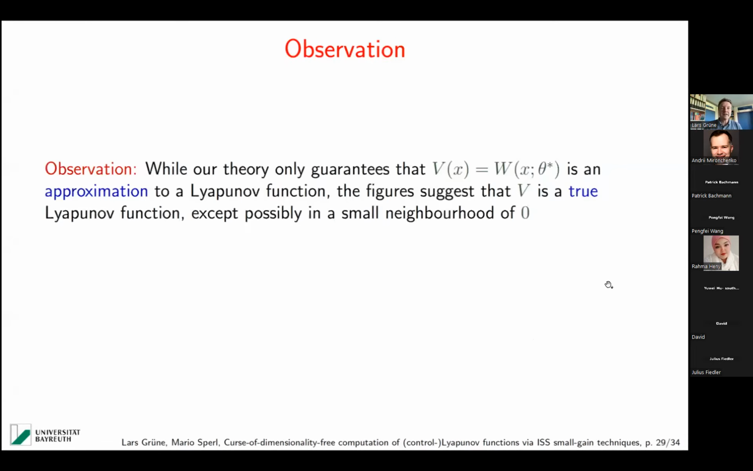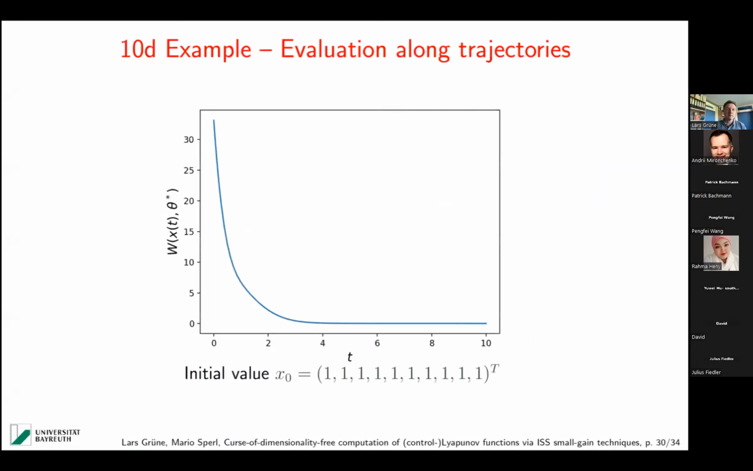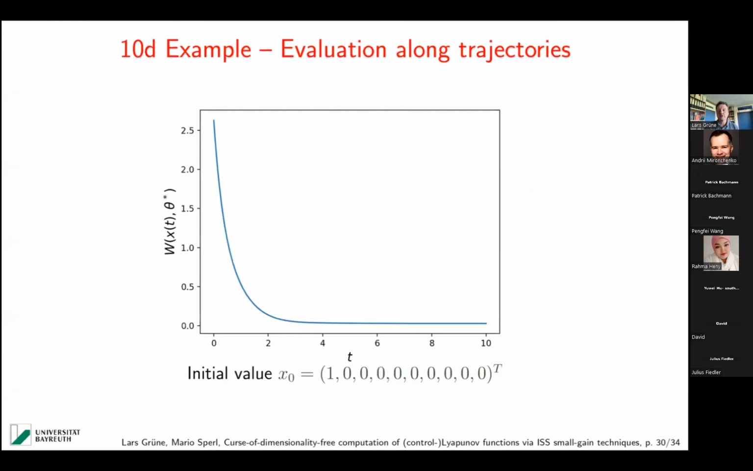And if you evaluate the function along numerically generated solutions of this 10-dimensional equation, you see it really does what a Lyapunov function should do for different initial values. It goes down monotonically to 0, so it really looks pretty good and what we want to have. But no proof so far, and it's actually also not clear. I discussed with several people how such a proof would work.